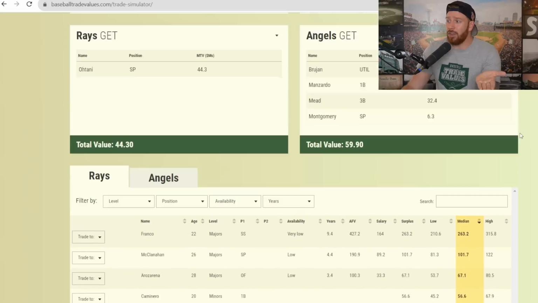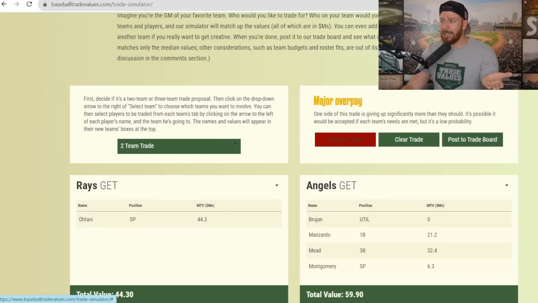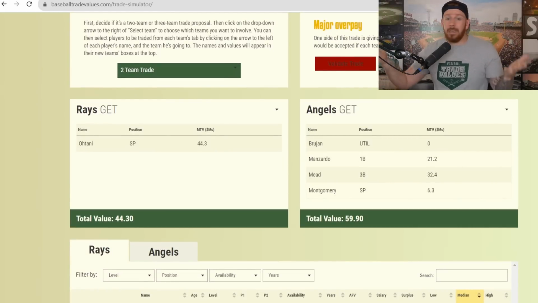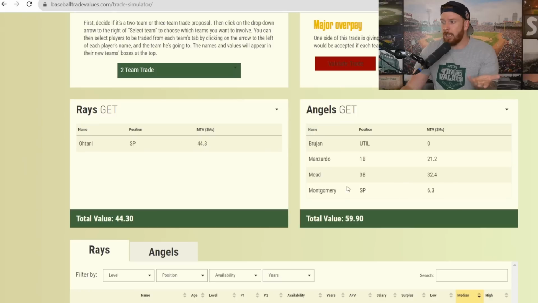So if you're looking at this package, it's not completely far off. If I go to validate the trade, it would be considered a major overpay, but it would still be approved by the system. Remember, with Ohtani, he has a range. You could go to a high value or a low value. So with Ohtani, maybe this is a package that could get it done. Maybe you could switch out Montgomery for Cole Wilcox.